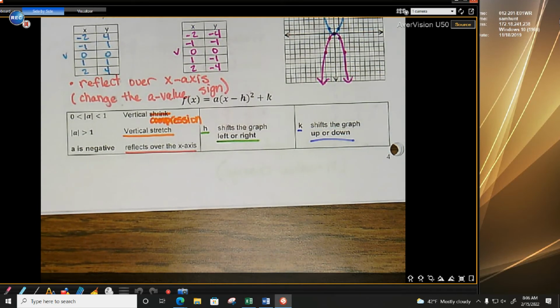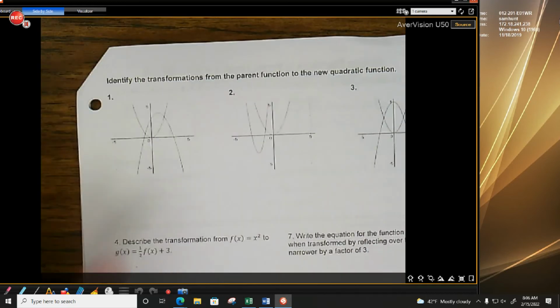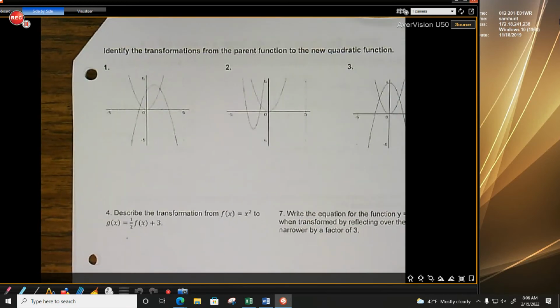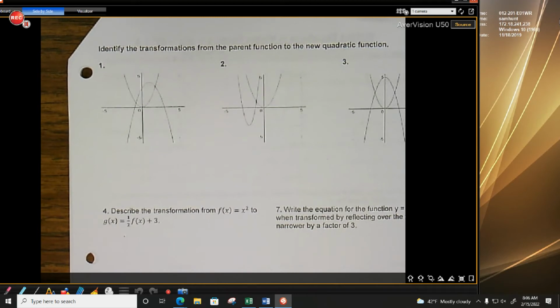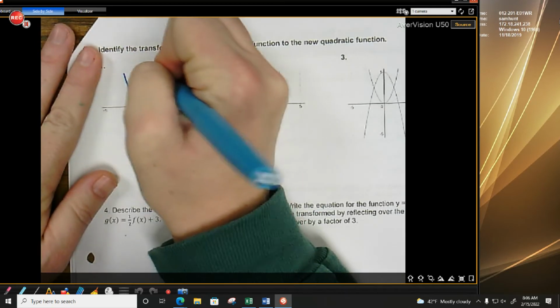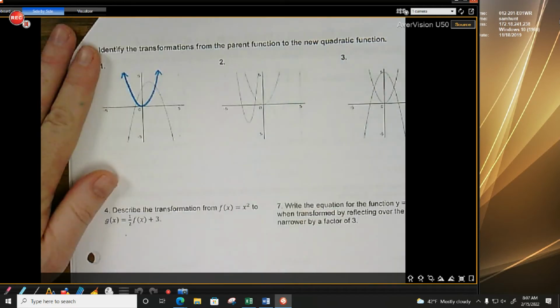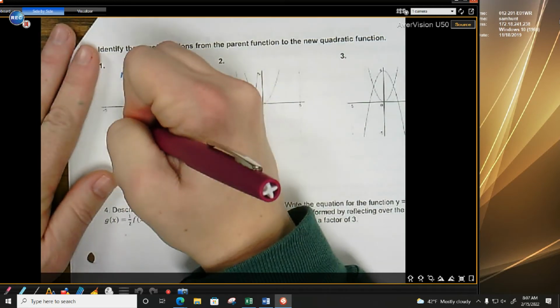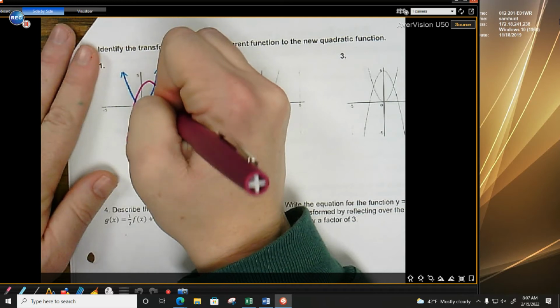Okay? So, let's compare 2 graphs. We're going to list what the differences are between these 2 graphs. What's the difference between my parent function and then my second function? I'm sorry, the graphs did not appear super great. Okay, always start with your vertex.